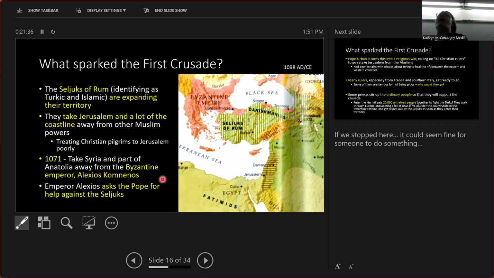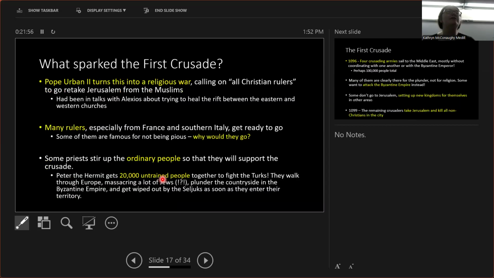Now, if we just paused here, do you guys think it would be reasonable for some European power or another to do something in the region to come in support of somebody? Do you think that might be okay, theoretically? Maybe. Well, unfortunately, it could have been okay, I guess, but then things just go terribly wrong and stay terribly wrong for the next 200 years.